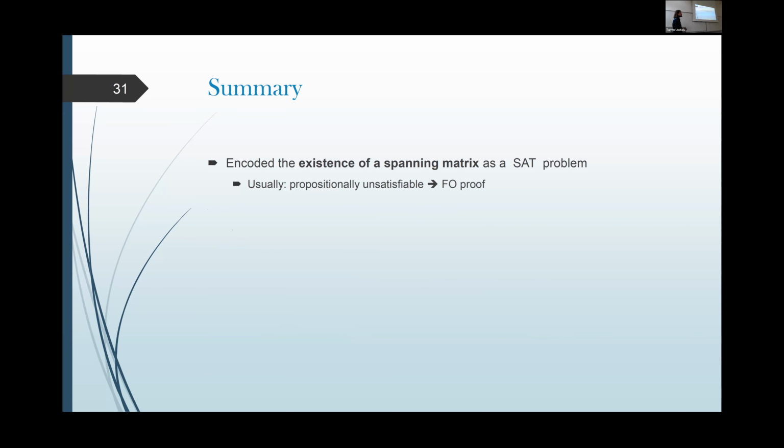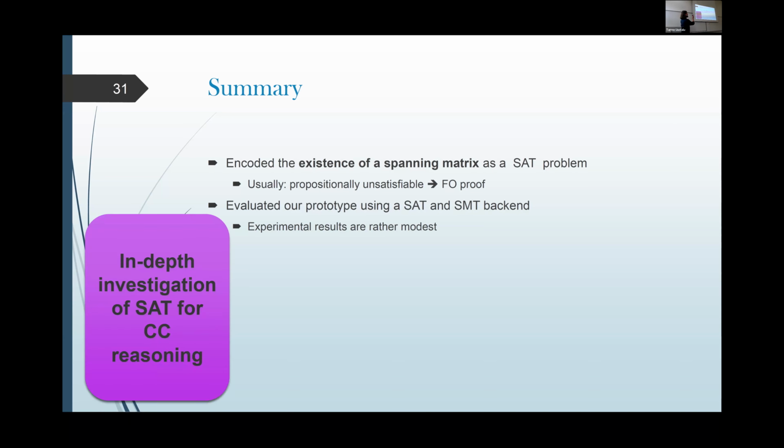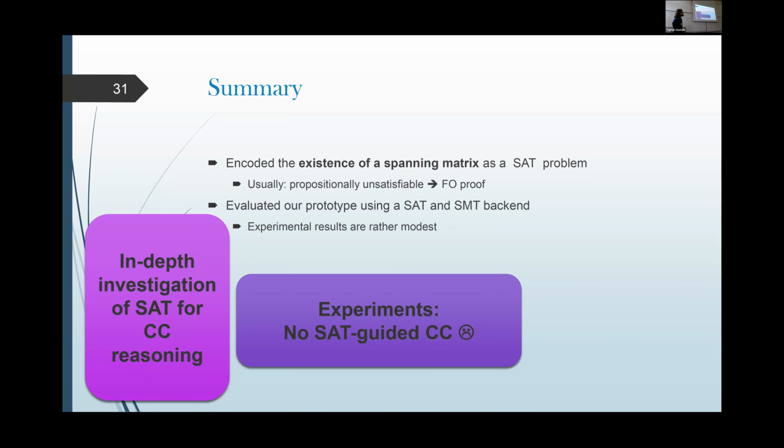To summarize, we encoded the existence of a connection proof as a SAT problem, which is super nice for analyzing it on a theoretical level. Also, usually if you encode a first order problem as a SAT problem, you want it answered, and this proves the first order theorem. In this case, if we get SAT, it actually tells us we have this first order proof, and the model represents it. We evaluated our prototype using a SAT and SMT backend, but to be honest, the experiments there are rather modest. So we had an investigation of connection calculus in a SAT context, but the experiments are not so good because SAT-guided connection calculus doesn't really work.